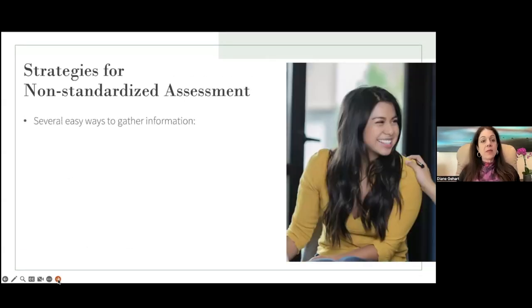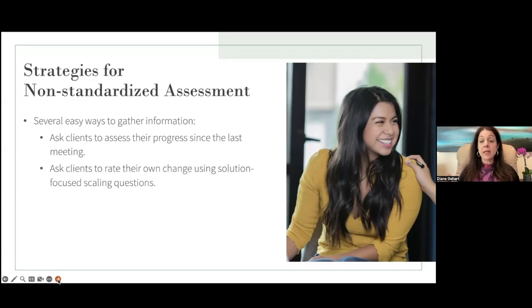So in terms of non-standardized assessment, there are several easy ways. You could ask clients to assess their progress since the last meeting, just verbally doing it. Are things better, worse, the same, or in what area? You could also use scaling questions, on a scale from 1 to 10. So for example, especially if clients have multiple symptoms or multiple problems, I will even have them scale each problem separately.